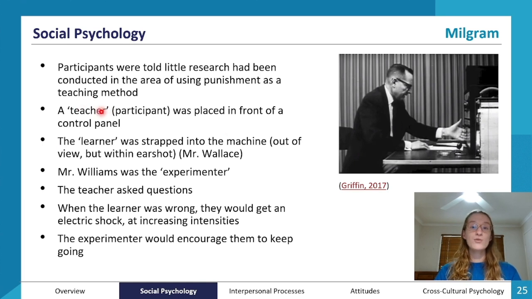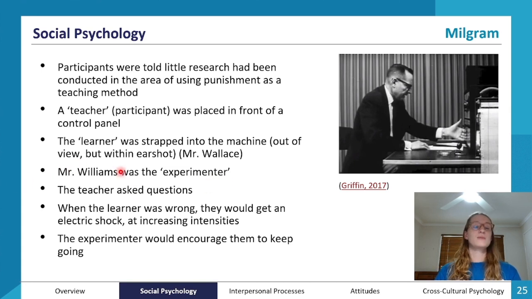The teacher was told to read out questions, and every time the learner got one wrong, they would punish them by giving them an electric shock, which would be administered by the machine that the learner was strapped into. And Mr. Williams, another planted actor, was the experimenter.